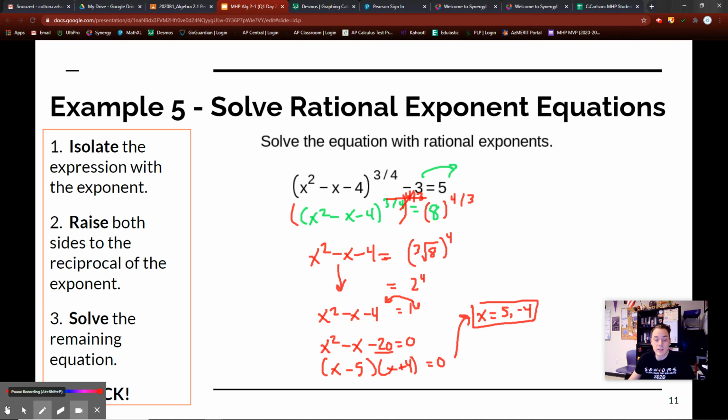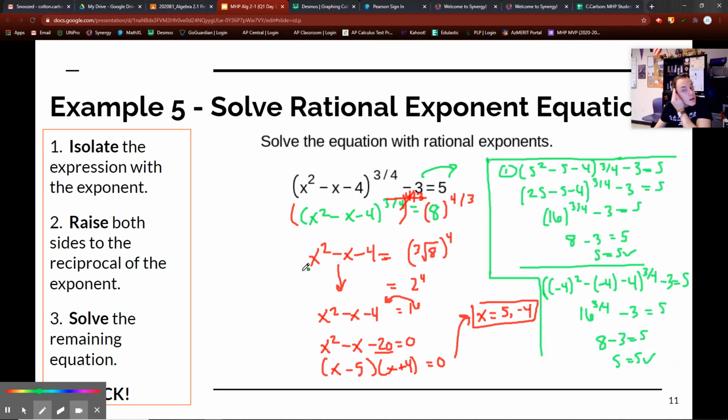When I check it, it looks like this. For the first one, I have this. For the second one, I have that. So you can go ahead and follow that. I'm not going to explain it any more than I have in the previous slides. I think it's very self-explanatory. So just follow along, but it does check out right here. 5 equals 5, 5 equals 5. So these are my true answers.